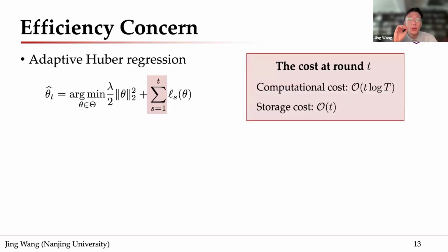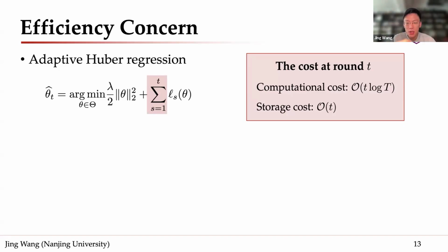At each round t, we need to solve an optimization problem that depends on all past data, and the computational cost is about T times log T. This is because for each data point we need to compute a gradient, which takes O(T), and if we want to converge at each round, we need about log T gradient descent steps. So overall it is T times log T.